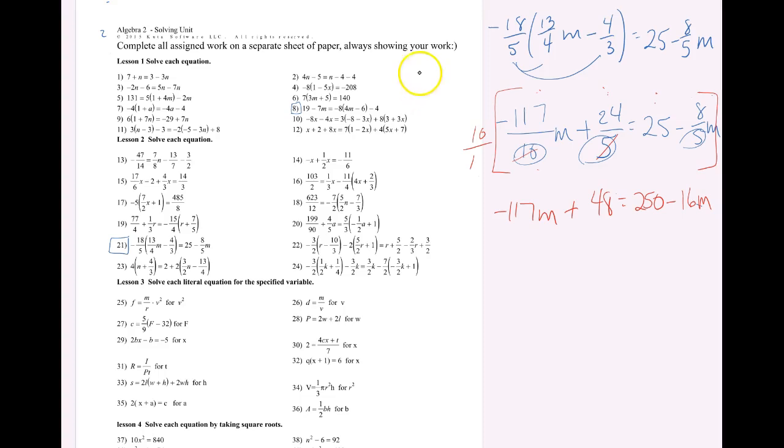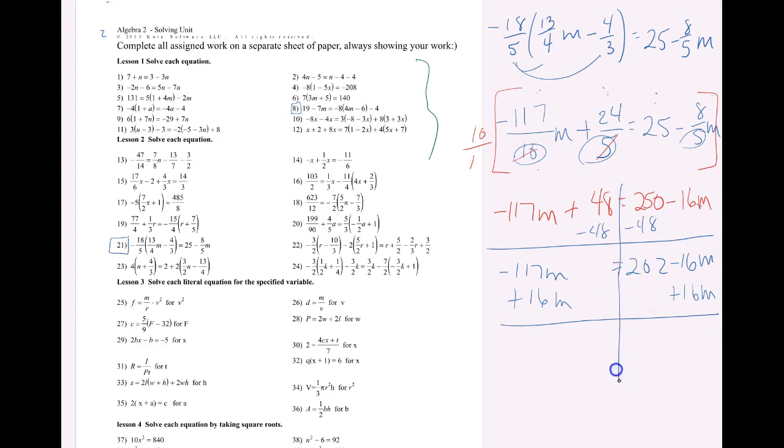And now it looks like stuff from this section up here. So what do we do next? Well, we do what we did above. I'm going to add 16 to both, or actually, it doesn't matter which order. Let me go ahead and subtract 48 from both sides. I'll bring this down. That's now a 0. 250 minus 48, I believe that's a 202. And I recopy the minus 16m. Now I want all my m's over here, so let me add 16m to both sides. And I'm going to get negative 111m equals 202. And my last step would be to divide by the negative 111.